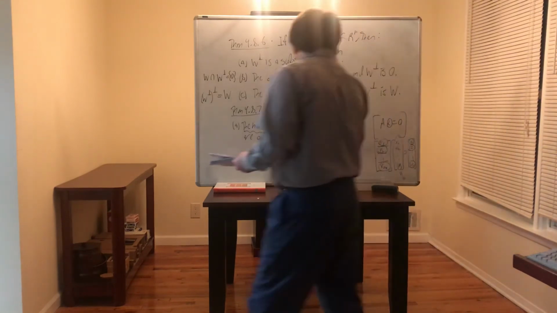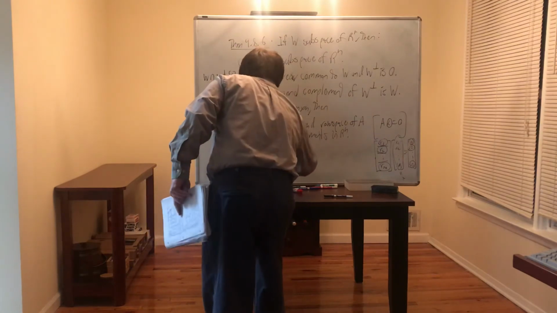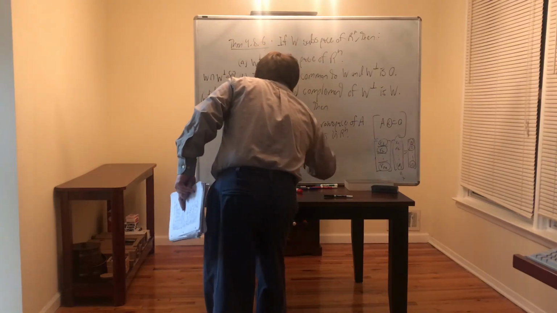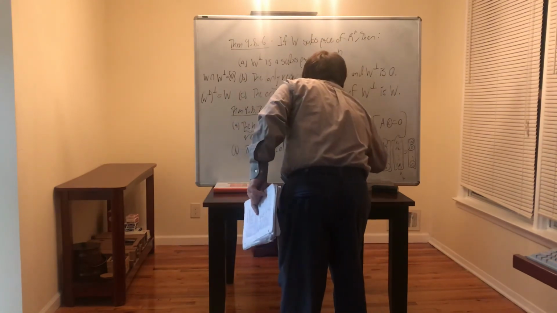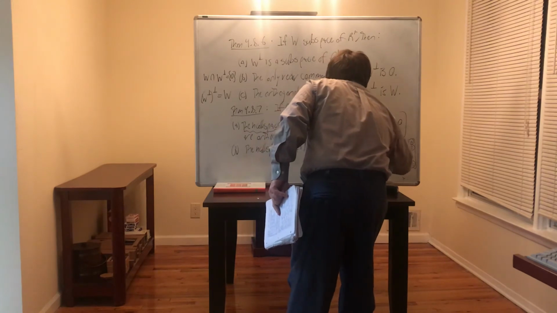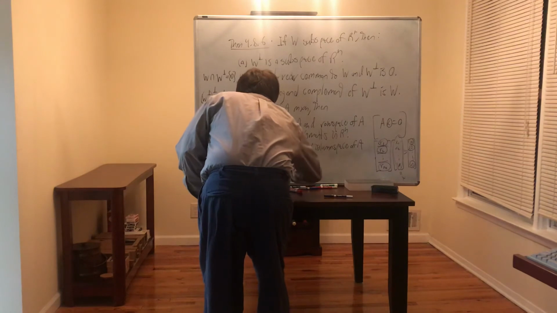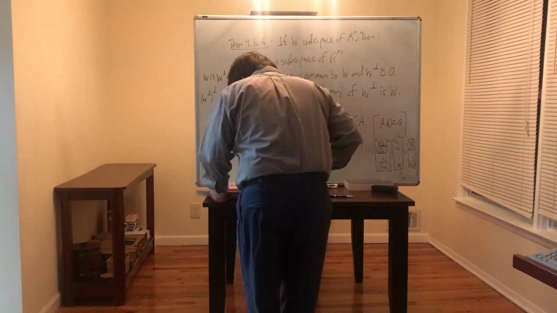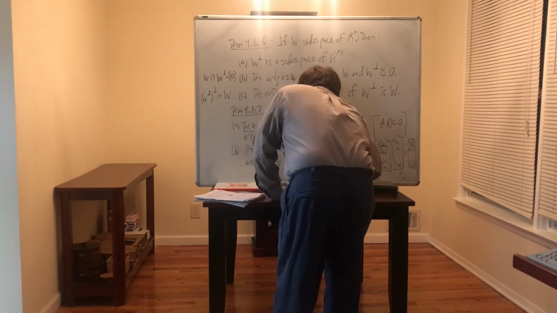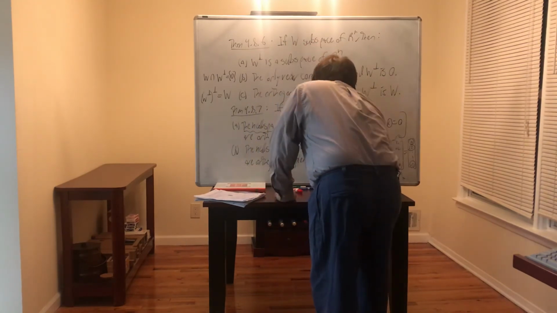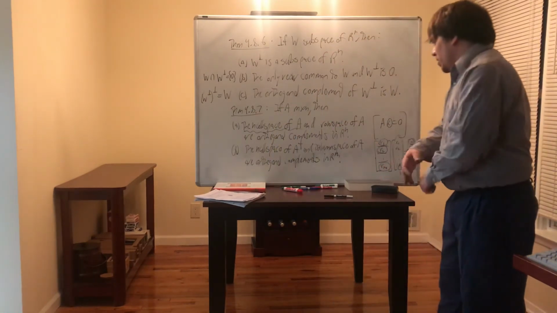Okay, and then B: the null space of A transpose and the column space of A are orthogonal complements in Rm. So the null space of A transpose and the column space of A are orthogonal complements in Rm.